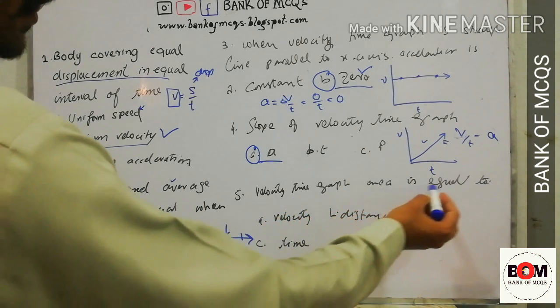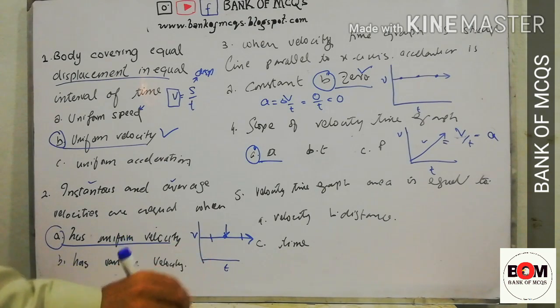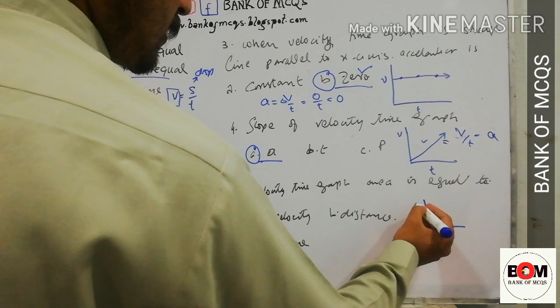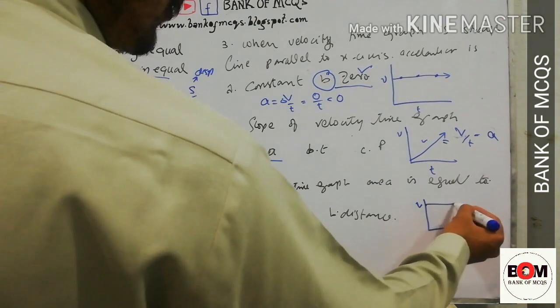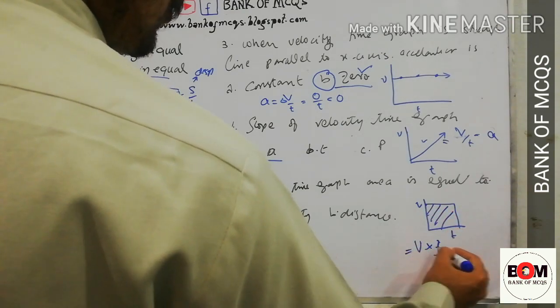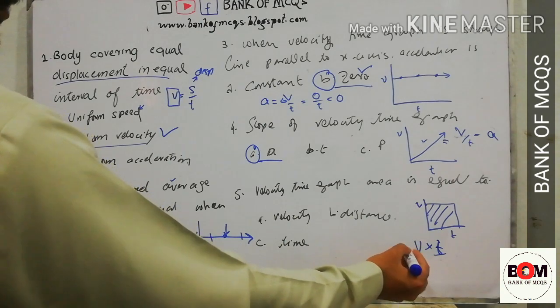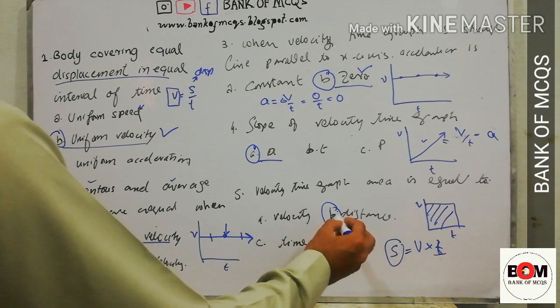Now, the area between the velocity time graph and the time axis is numerically equal to what? If this is the velocity time graph, to find the area we multiply V by T. We know that V is equal to S divided by T, so S is equal to V multiplied by T. So the area of the VT graph gives us distance. Option B is correct, this is distance.